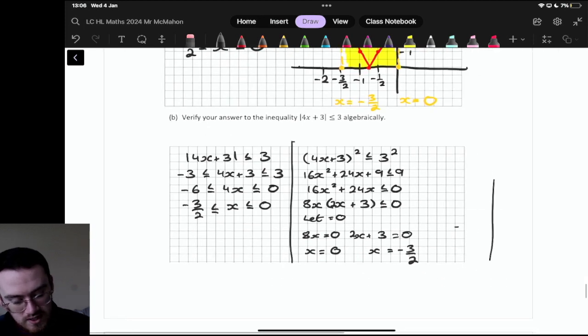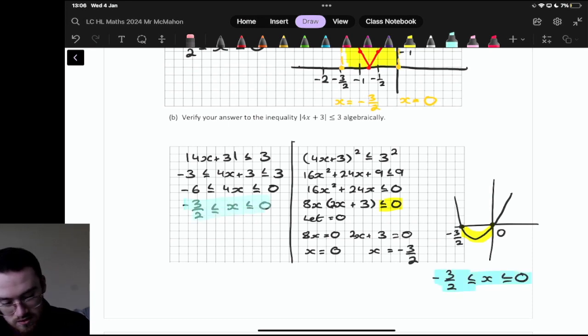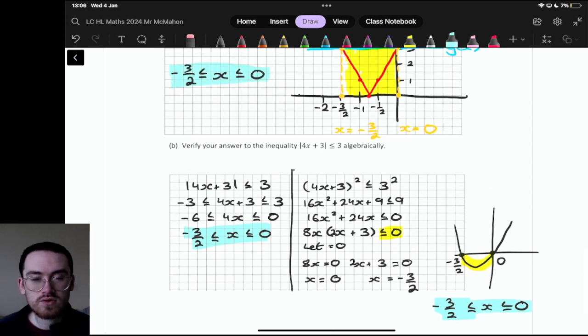And we can draw out our sketch as we've always done. Drawing through here, so our 0, our minus 3 over 2. We look at our equation, we're being asked where it's less than or equal to 0, which is this part here. So again, our answer is between minus 3 over 2 and 0. Okay, so two different ways of doing that, and we get the same answer both times, and it also matches up with the answer we got in the first part using our graph. So it shows that our graph is still fairly accurate there.